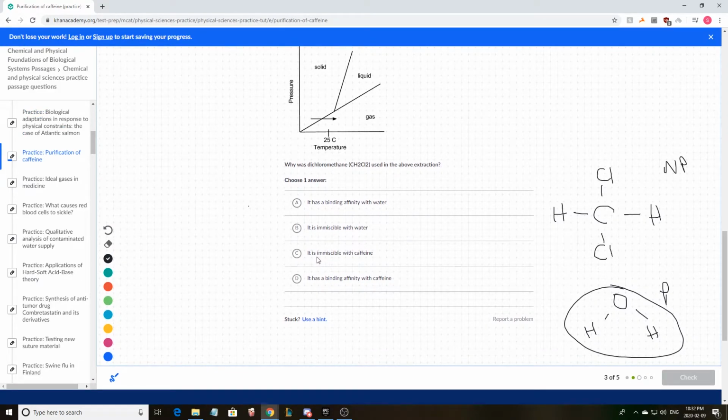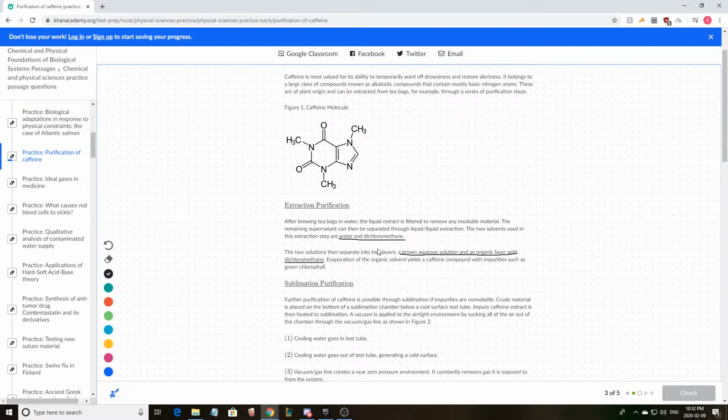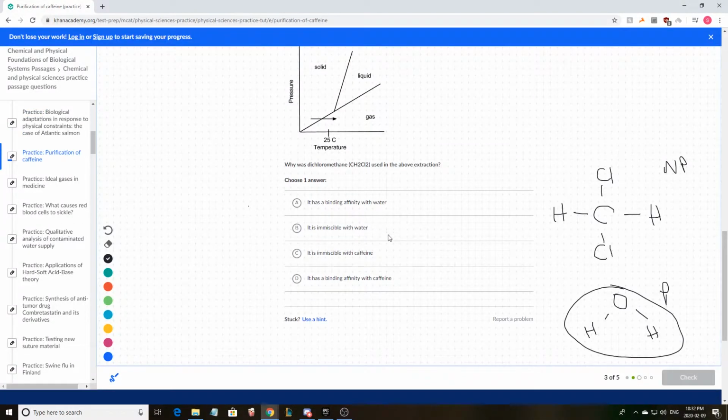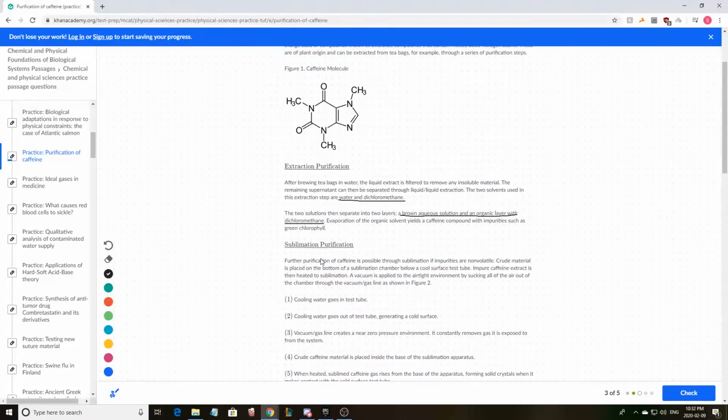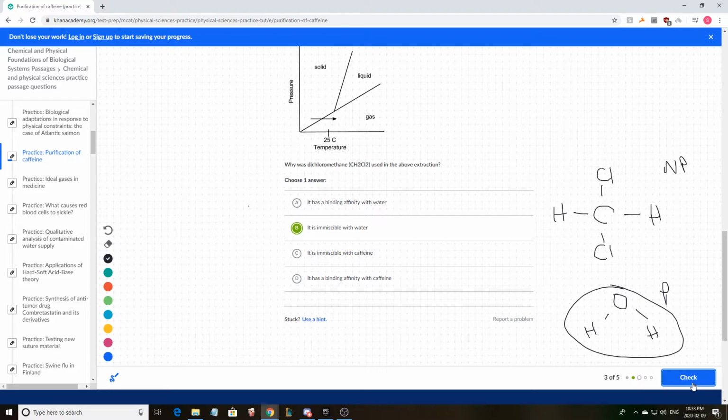Option C says it is immiscible with caffeine. Now, that might be a difficult call to make here, whether or not it will be immiscible with caffeine, because that would involve you kind of gauging this caffeine molecule and whether it's polar or non-polar. But with the options that we have here, B we know is correct, and option D says it has a binding affinity with caffeine. Well, that shouldn't be the case, because remember, we use the DCM, or the dichloromethane, to extract out all the impurities such that caffeine was left over. So in essence, caffeine was non-reactive to the dichloromethane. So in this case, D is also incorrect. So option B is the most logical choice.